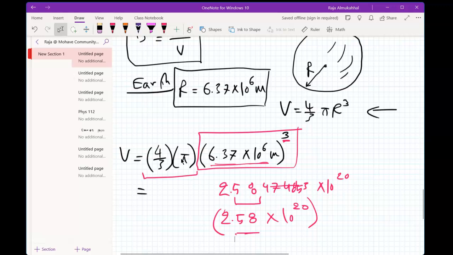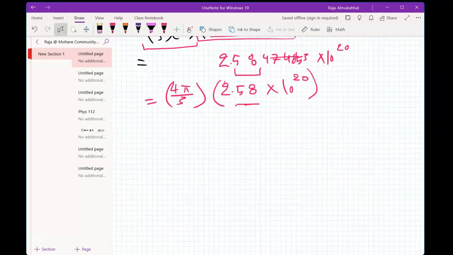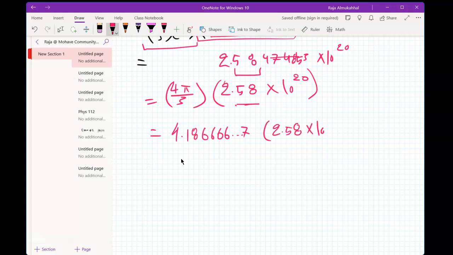That's not difficult, right? I can do it with my calculator again, 4 pi over 3. So let's do that. 4 times pi, which is 3.14, divided by 3. If I want to write the whole number, it's 4.18666, a lot of 6s, 7. Again, I don't need to write all of that. What would be good enough for this is 4.19.